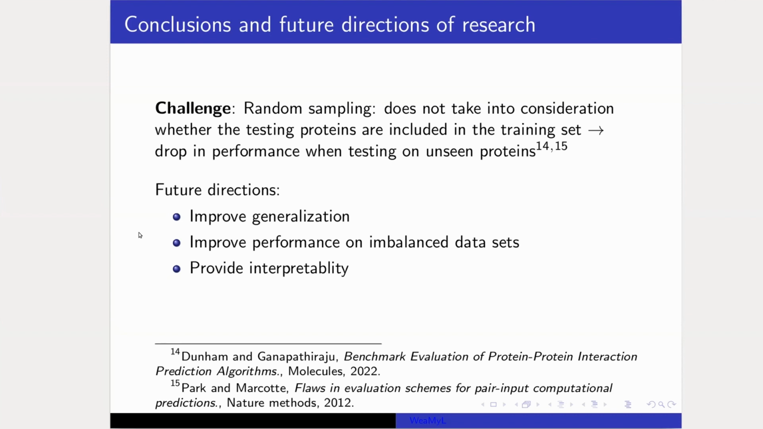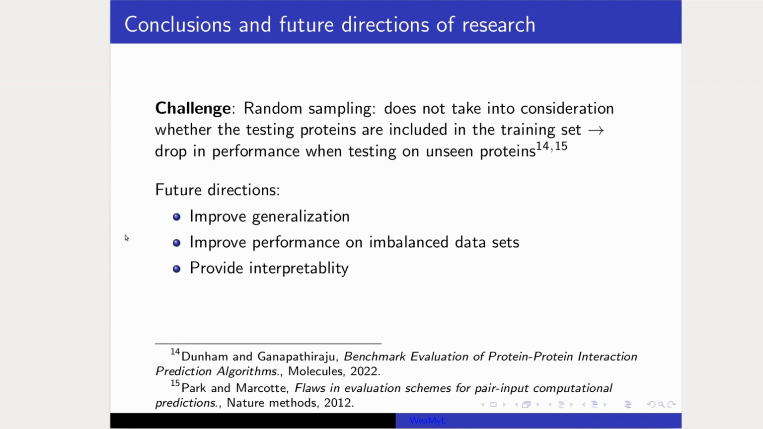This aspect proves to be a relevant one because multiple works, including the ones that I've listed here on the slide, have observed that there is a drop in performance when testing on unseen proteins. If we think of the protein interactome as a graph, this would correspond to being able to detect edges for a new node in the graph that is not connected to any other nodes, as compared to being able to detect missing edges from nodes that are already contained in the graph. An important future direction of research is being able to improve the generalization of such prediction methods on unseen proteins.